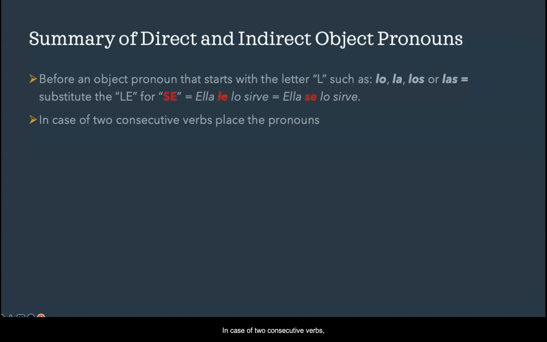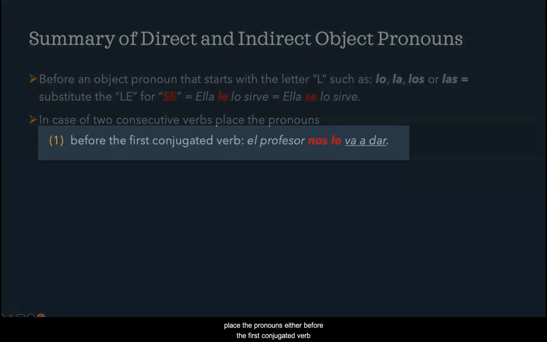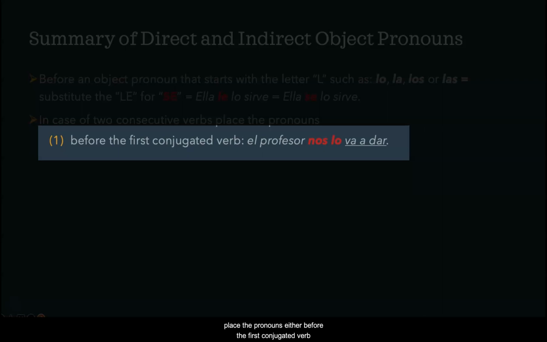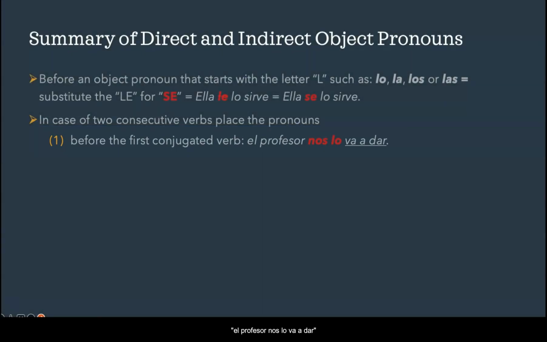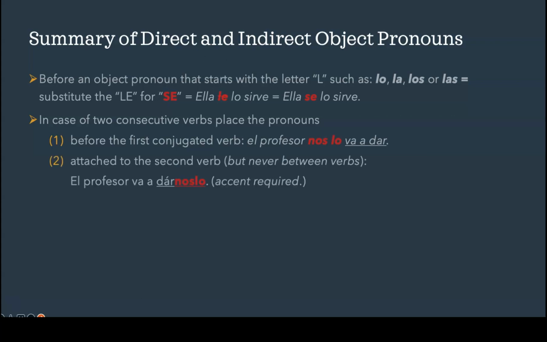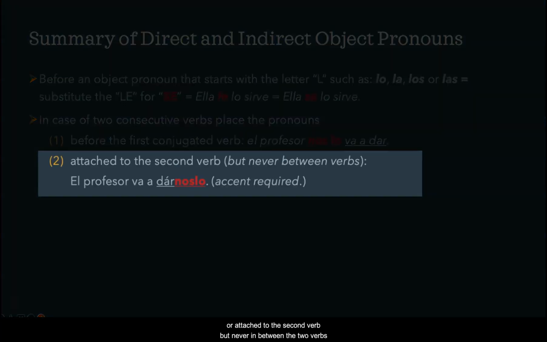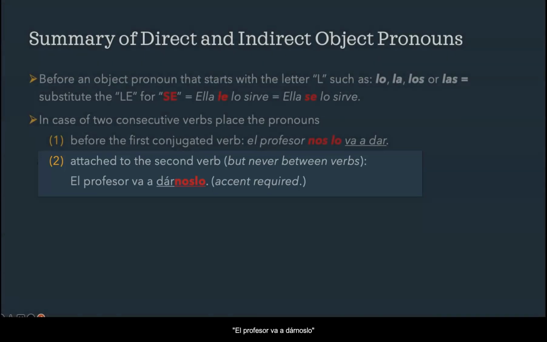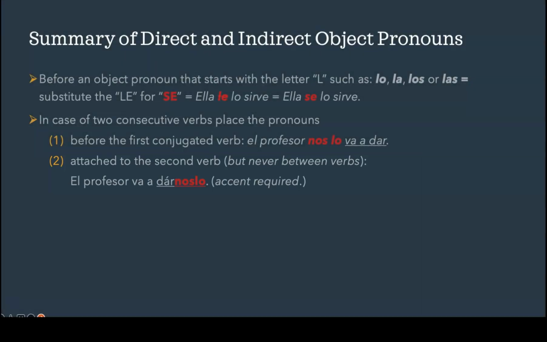In case of two consecutive verbs, place the pronouns either before the first conjugated verb, el profesor nos lo va a dar, or attached to the second verb, but never between the two verbs. El profesor va a dárnoslo. Remember, an accent may be required if you decide to attach the object pronouns afterwards.